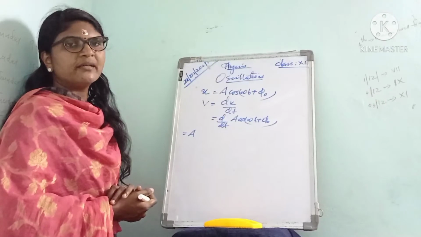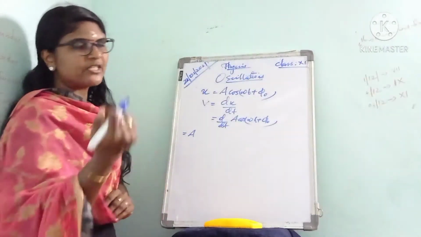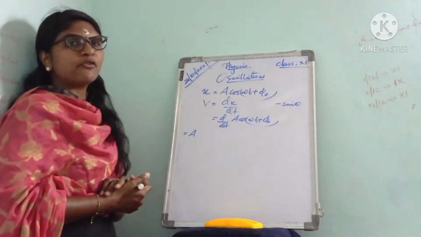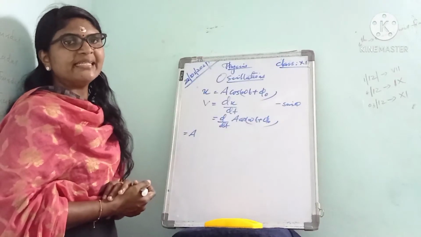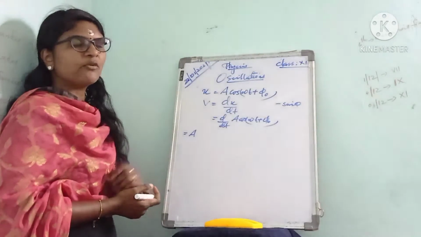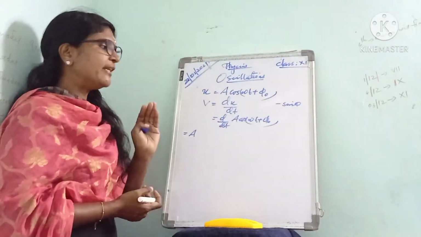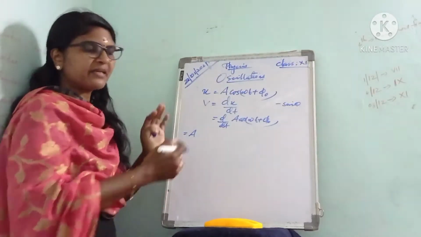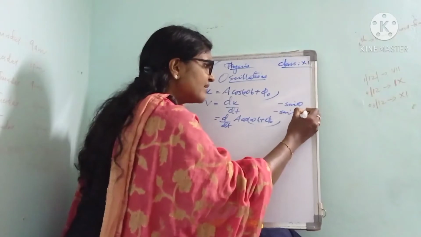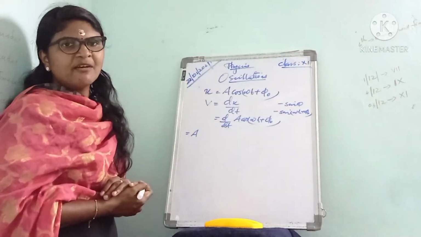You know the differentiation of cos theta. We have already learned, differentiation of cos theta is minus sin theta. But here the angle is not theta. Instead of theta, we have omega t plus phi 0. So the differentiation of cos(omega t plus phi 0) is minus sin(omega t plus phi 0).